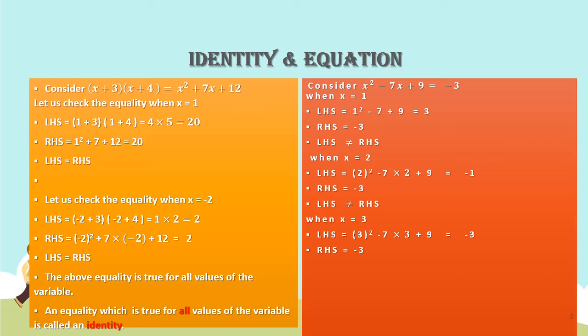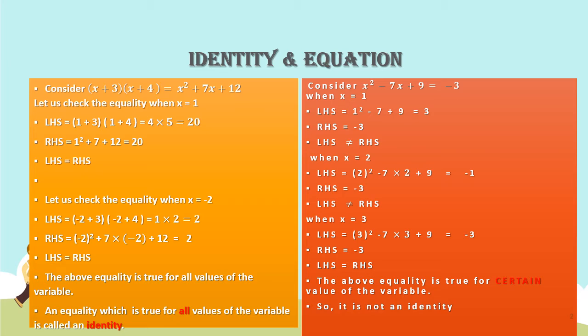When you compare, for x equal to 1 and x equal to 2, the left hand side is not equal to the right hand side. Whereas when x was given the value 3, the left hand side is equal to the right hand side. So the above equality is true only for certain values of the variable. So it is not an identity. This one we call an equation.